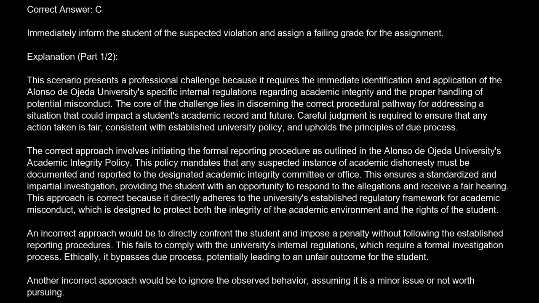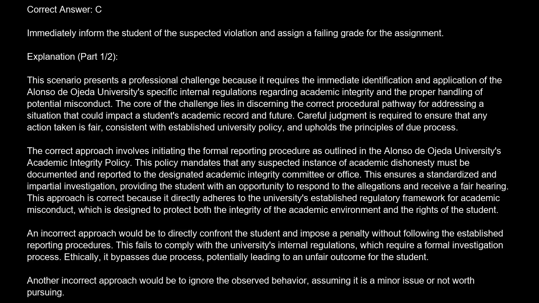This ensures a standardized and impartial investigation, providing the student with an opportunity to respond to the allegations and receive a fair hearing. This approach is correct because it directly adheres to the university's established regulatory framework for academic misconduct, which is designed to protect both the integrity of the academic environment and the rights of the student.